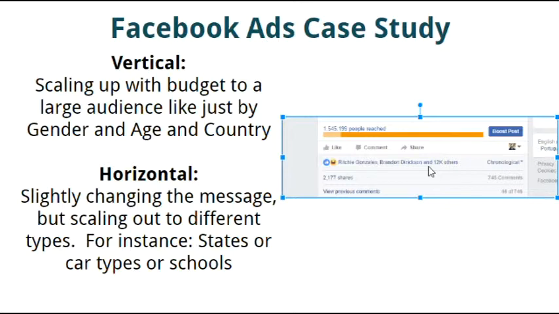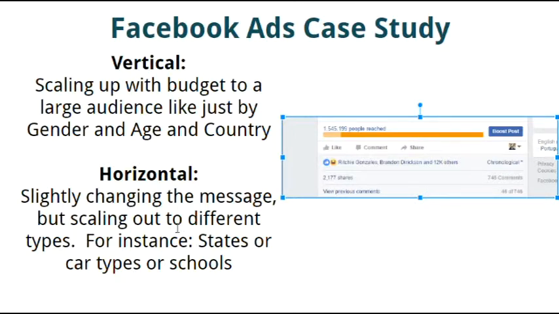For vertical scaling, once we figured out the right gender, the right country, obviously, and the right age range, we just continued to increase the budget, increase it, increase it, increase it, up to 5,000 a day. Then we had to ask Facebook to allow us to spend more per day, and we bumped that up to 10,000 a day.